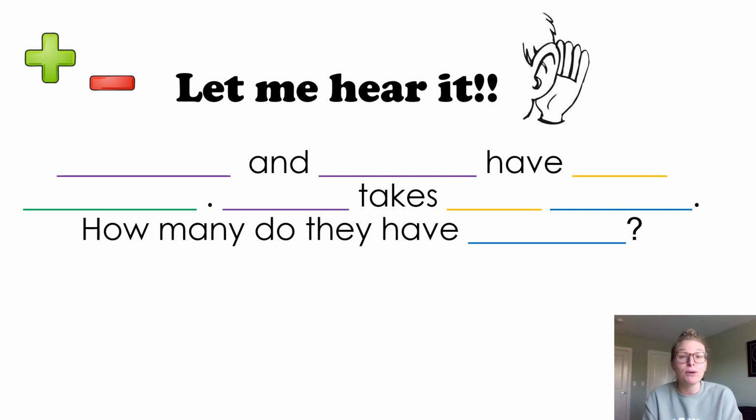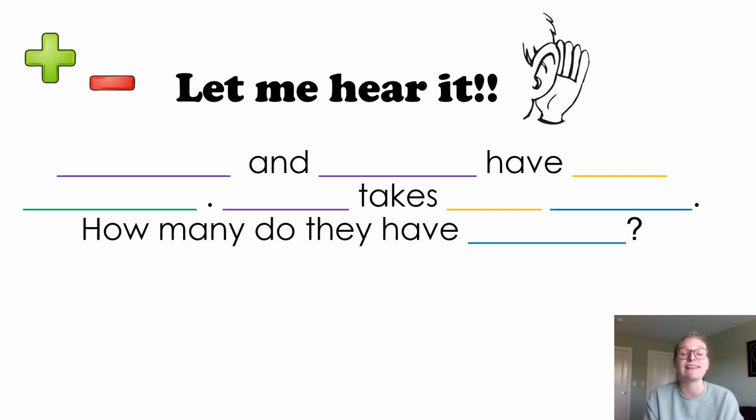So on the purple lines, the purple blank spaces, you're going to write your 2 characters. So you can pause the video and go back to the character spot and write the names of your 2 characters. Then go back to the quantities spot in the video or the numbers and pick your 2 different numbers that you will use for your word problem.